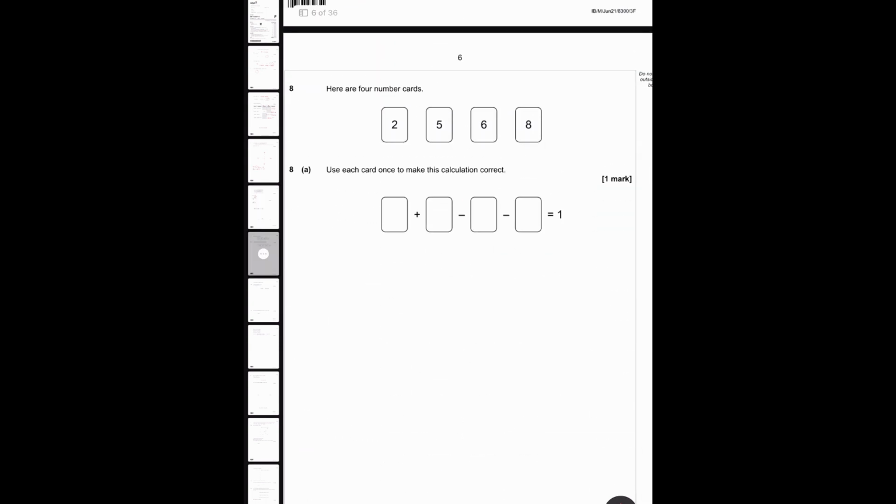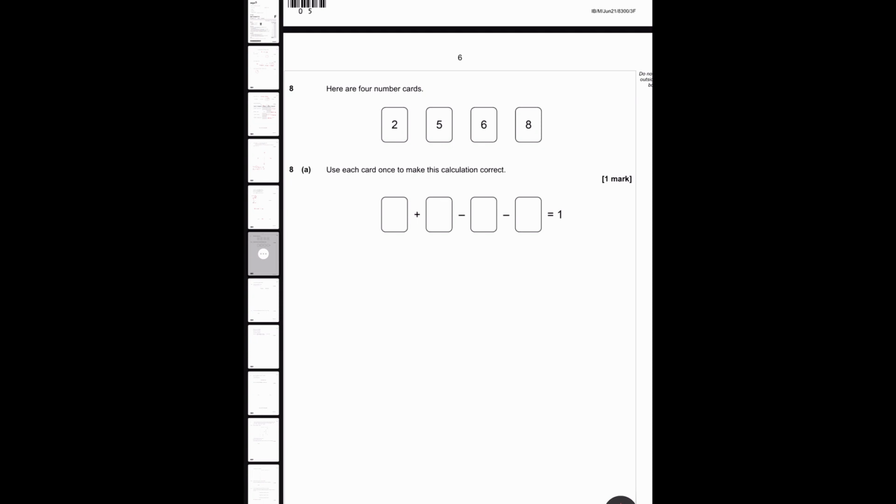The next question says there are 4 cards, 2, 5, 6, and 8. Use each card once to make the calculation correct. And we can see we're going to get an answer of 1. We are adding 2 numbers together and then we're taking away the other 2 numbers. These questions can be a little bit of trial and error, so let's see what we can do here.